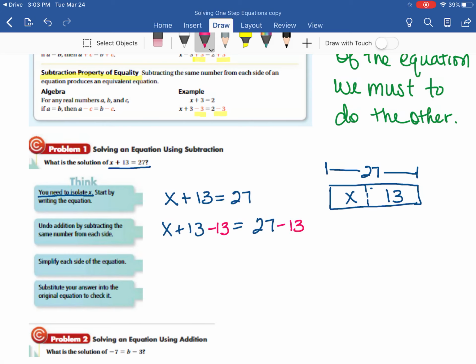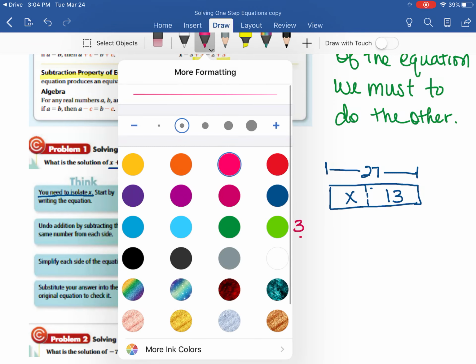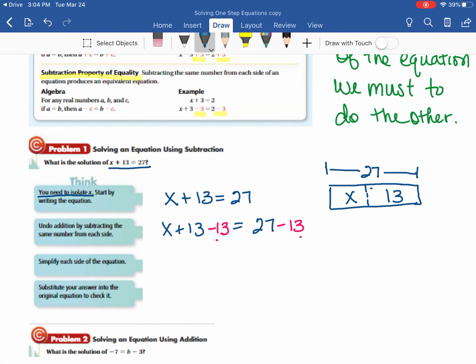Okay. So as long as I subtract it from both sides, I'm preserving equality. Right? And then I'm going to simplify that. So because these are additive inverses, I know those are going to be 0, so I have just x left, equals. Well, what's 27 minus 13? Well, 7 minus 3 is 4, and 2 minus 1 is 1, so x equals 14. And I can check that by plugging it in. So 14 plus 13, that does equal 27. Okay.